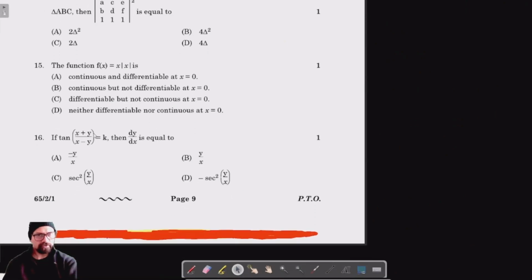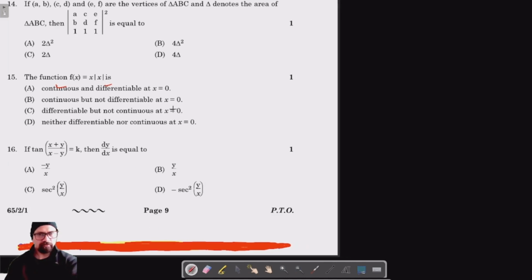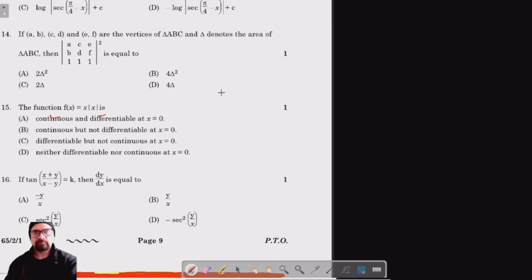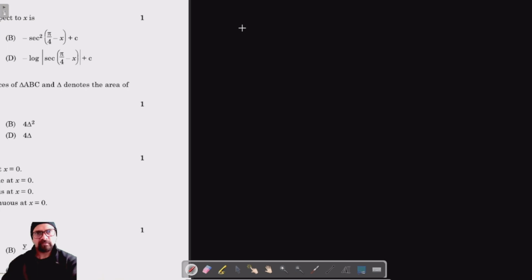For question number 15, our function is f of x equal to x into modulus of x. We have to check whether it's continuous and differentiable at x equal to 0, continuous but not differentiable, or differentiable but not continuous. So it's all about continuity and differentiability at x equal to 0. Let's try to check it.